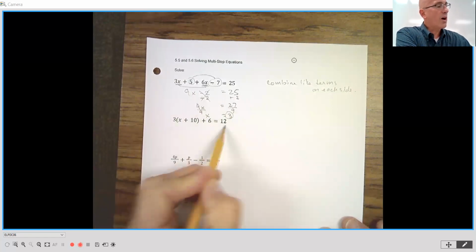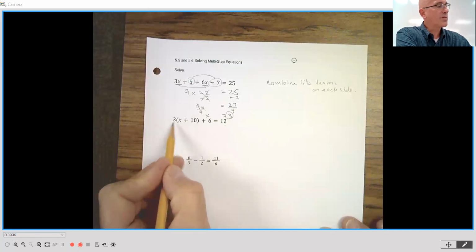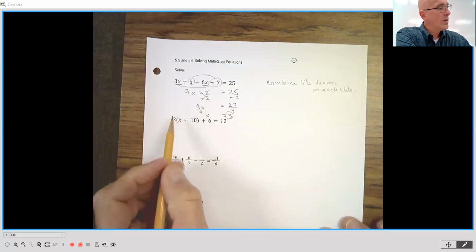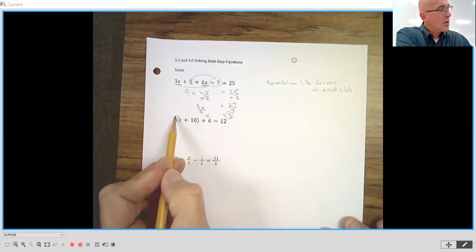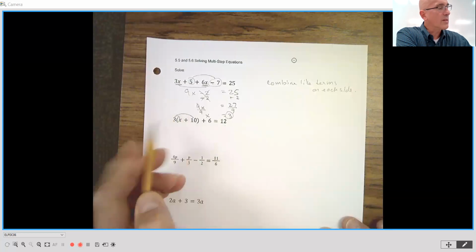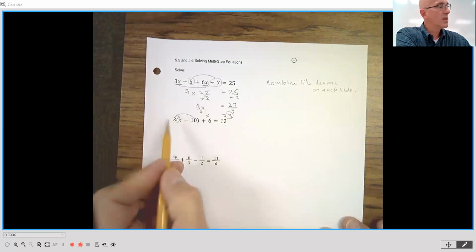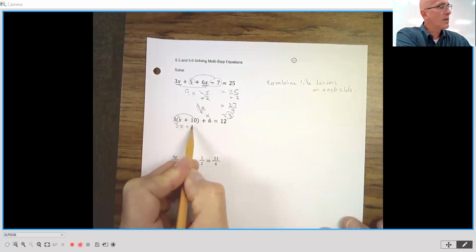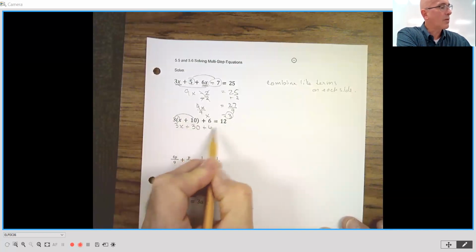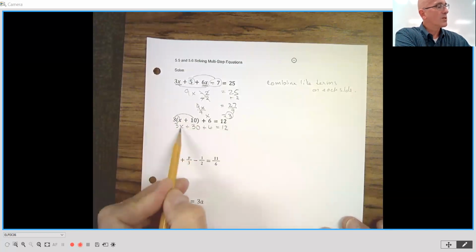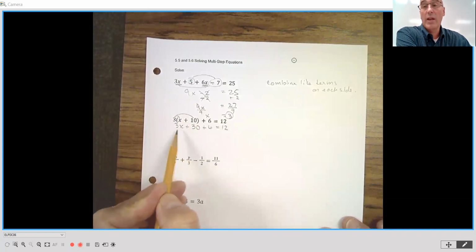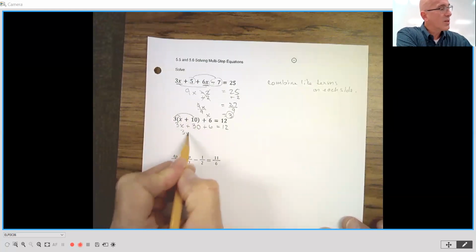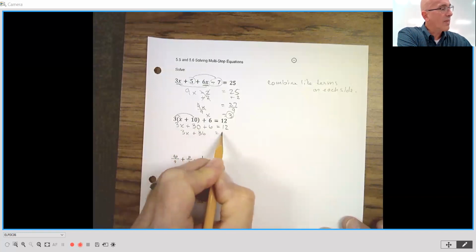Okay, so now let's look at the second one. We have some multiplication that we have to do. So we're going to bring that 3, we're going to distribute it into that parentheses. So 3 times x is 3x, 3 times 10 is 30. And then I'm just going to copy the rest of the problem. So there's only one term that has an x in it. We can't combine it with anything. 30 plus x is 36, and then we equal 12.